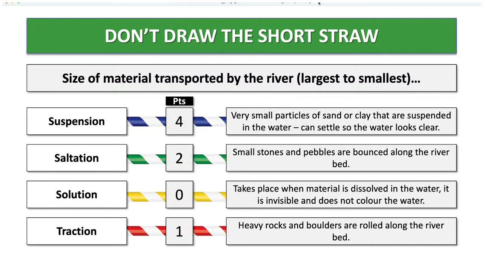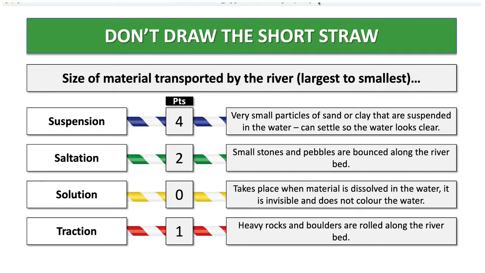So if you have got suspension, give yourself 4 marks. So Isabel, one, well done to you. And I'm going to be going through all of these, but this is the very small particles of sand or clay suspended in the water. So they can settle, so the water looks clear. And actually you can do it. If you ever get to go to a river, take a cup of water and just let it settle for 10 minutes and you'll actually see all the little bits of sand or clay will settle down in the bottom of your cup. You can see there's siltation, you get 2 points, small stones and pebbles being bounced along.